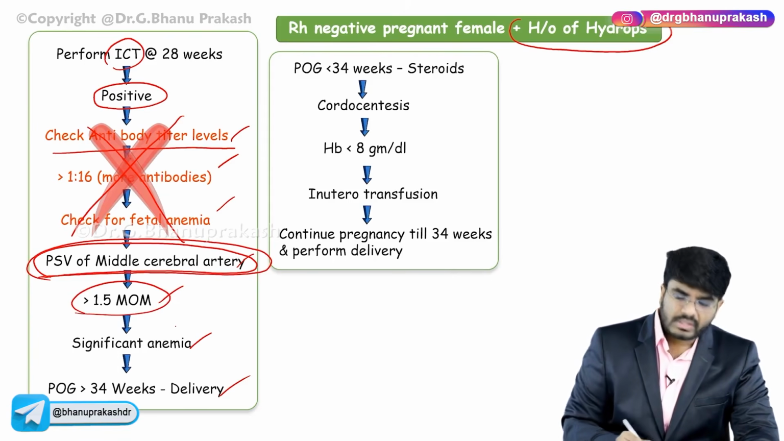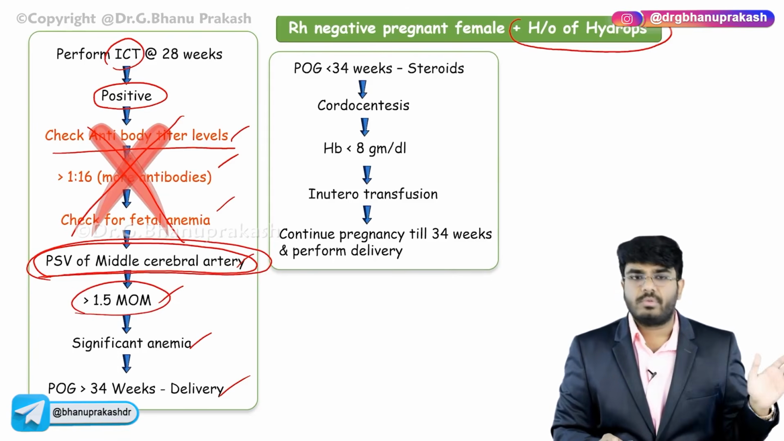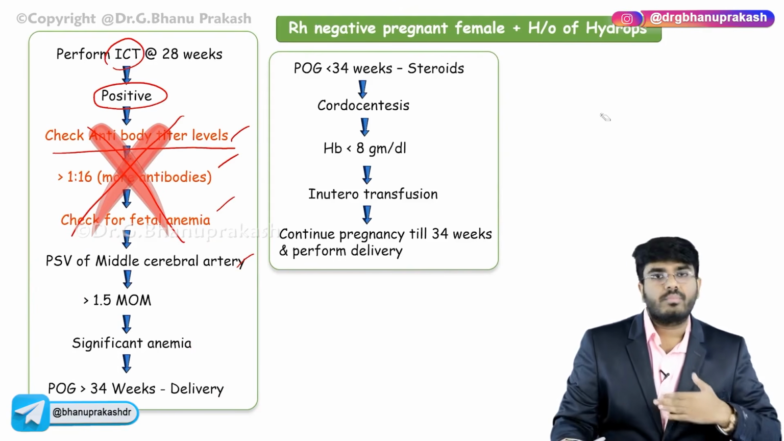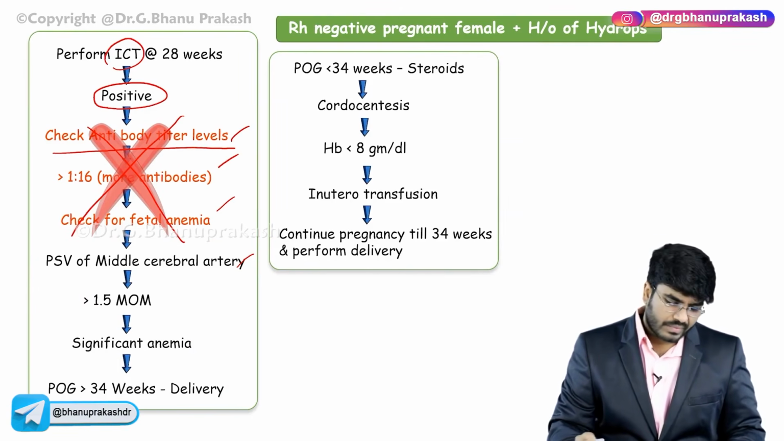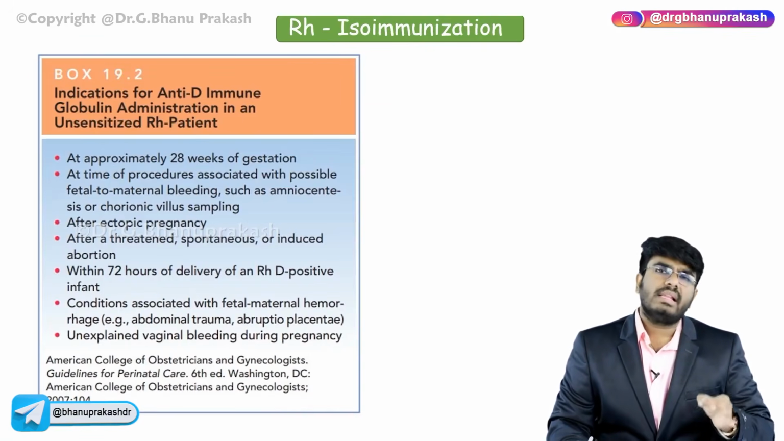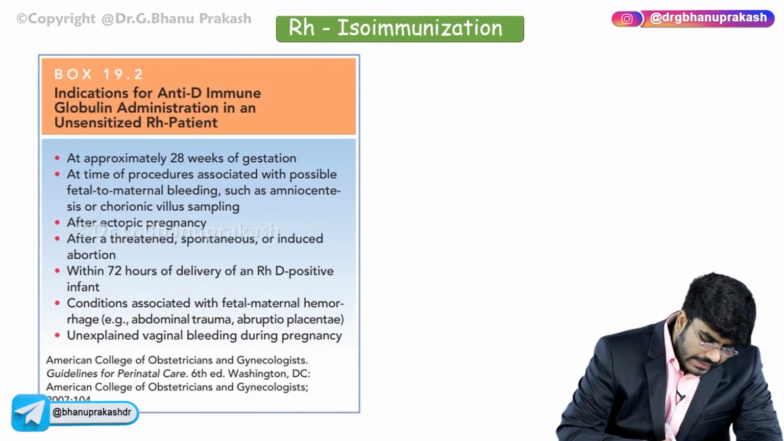If it's coming more than 1.5, the rest is the same. Even in this condition, the rest of the protocol is exactly the same. Now, after doing this, let's discuss what are the other conditions where we can use this anti-D.